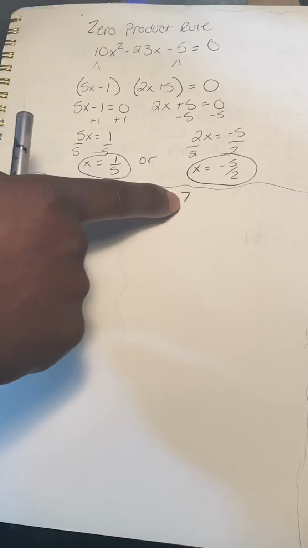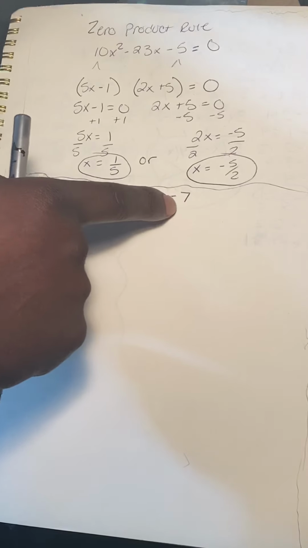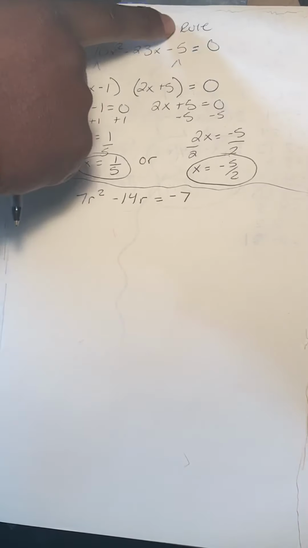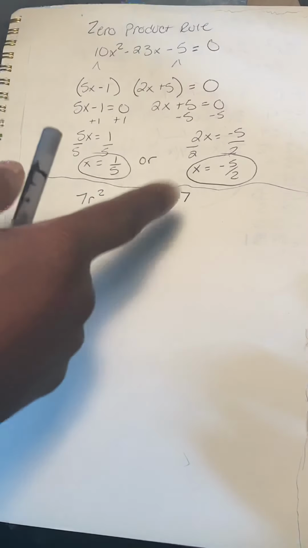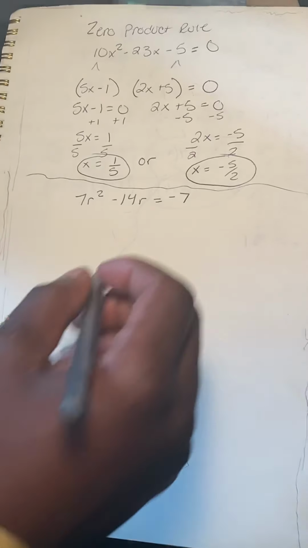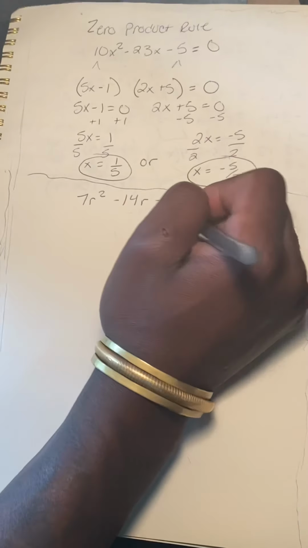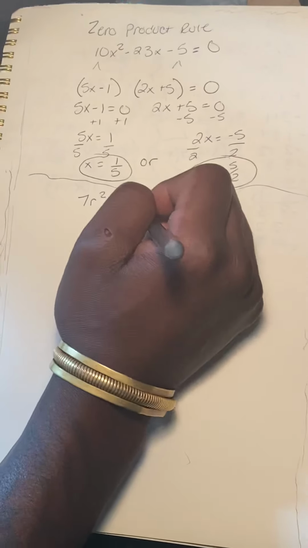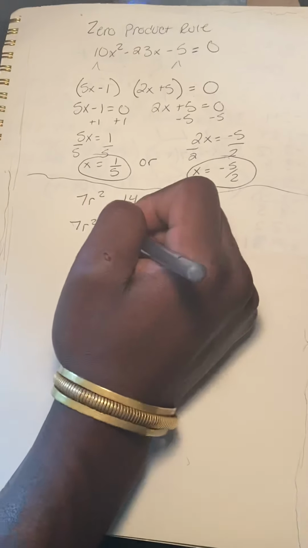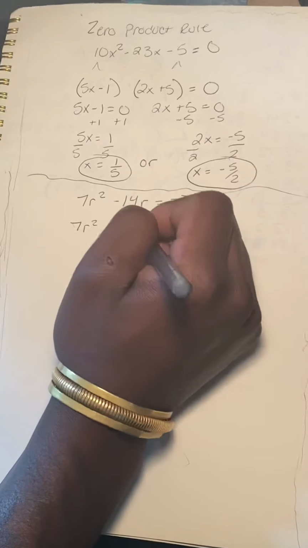When I move this 7, it's like I have to add it. So when I add 7 to -7, I get 0. So we're setting this polynomial expression equal to 0 using the zero product rule. So the first thing I do is add 7 on both sides. This becomes 7r squared minus 14r plus 7 is equal to 0.